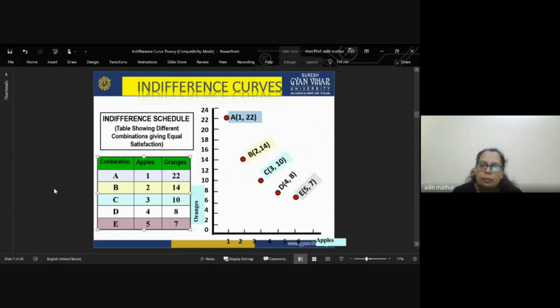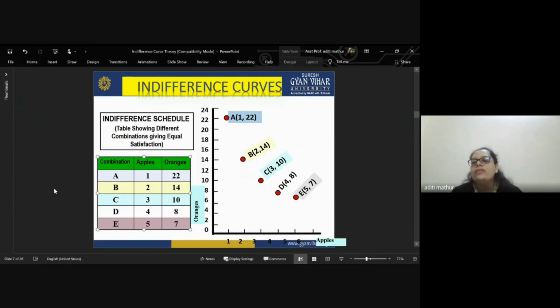So for me, combination A is 1 apple and 22 oranges, right? Then for B, I have 2 apples and 14 oranges. C, I have 3 to 10. D, I have 4 to 8. And in E, I have 5 to 7. These are the different combinations of apples and oranges which give me the same level of satisfaction.